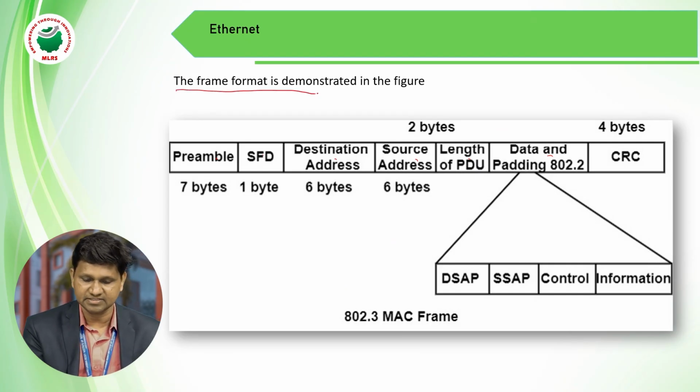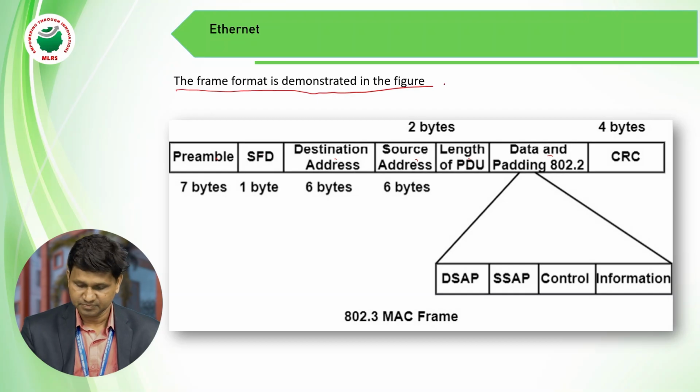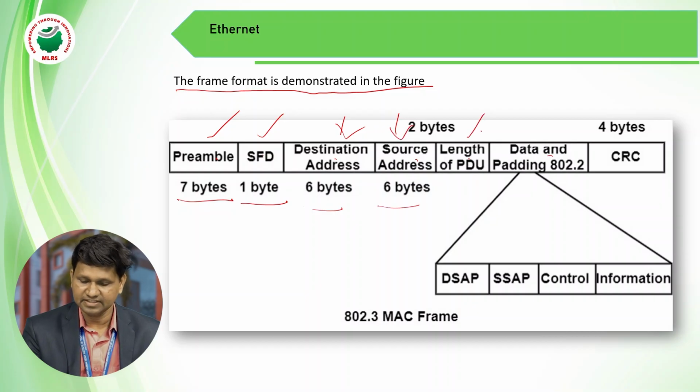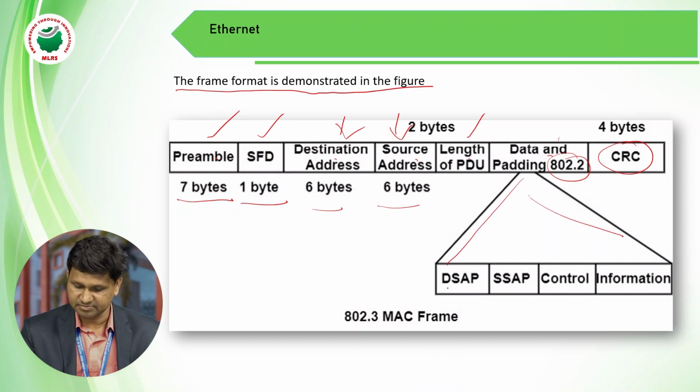The frame format is demonstrated in the figure. Now see preamble, SFD: here 7 bytes, 1 byte. Destination address contains 6 bytes. Source address contains 6 bytes. Length of PDU. Next data and padding, 802.2. Next 4 bytes CRC. In the data and padding we have the concept of DSAP, SSAP, control and information. We can call this the MAC frame.